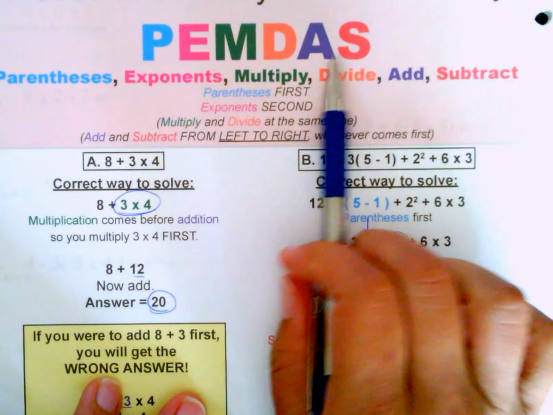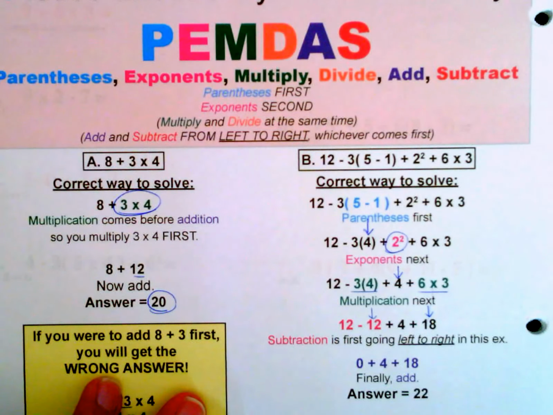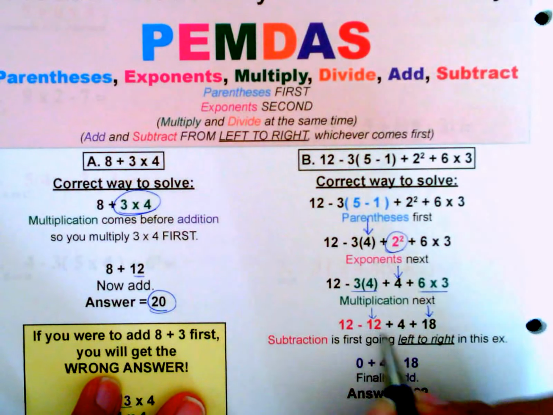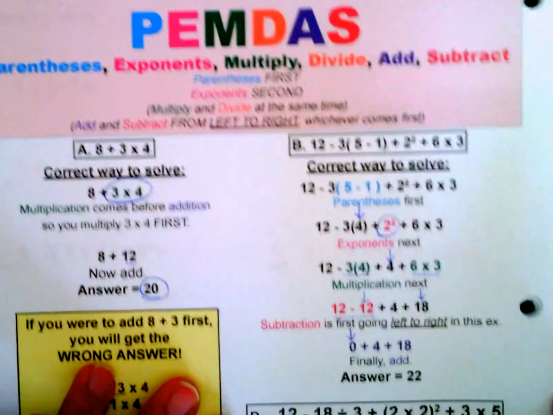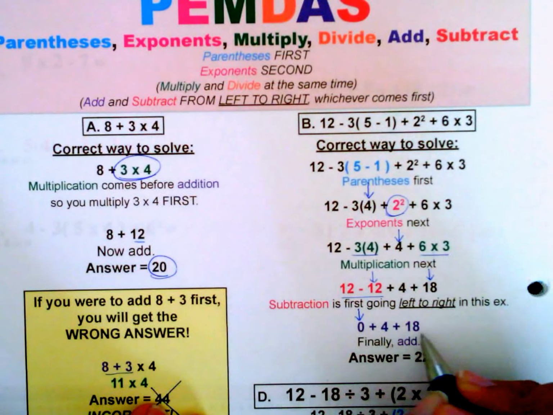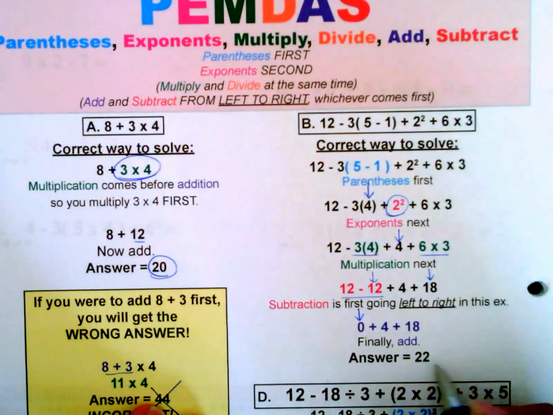Now, addition and subtraction, those can be done left to right. Addition and subtraction are done whichever's first from left to right. So, subtraction is first, so we're going to do that first. 12 minus 12 is 0. And then now we can add the rest of it. 0 plus 4 plus 18, that equals 22.